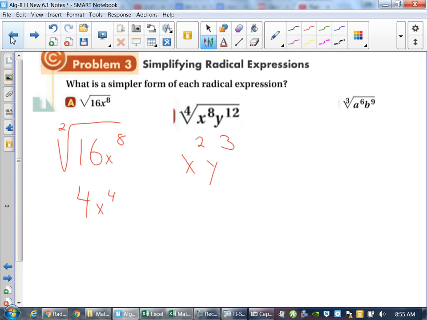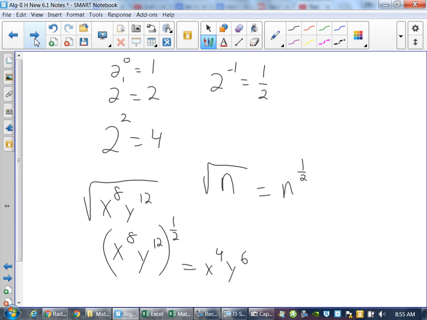I don't think it was 12 in the other one, was it? Oh, but it was the fourth root, so that's why. That's why that works, because you can use fractional exponents as nth roots.